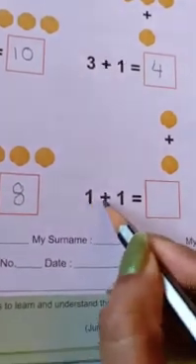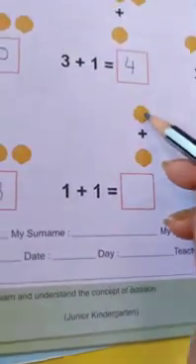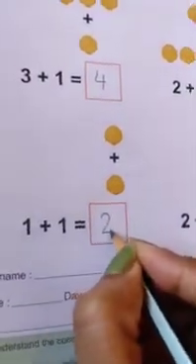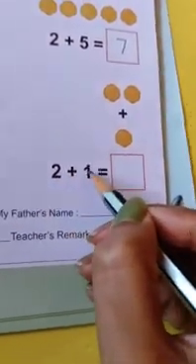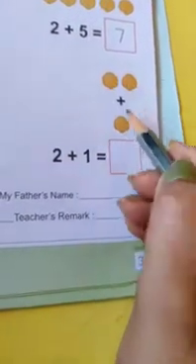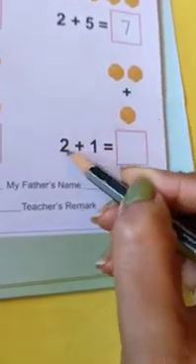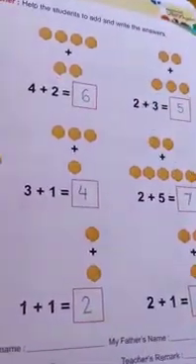So now let's see the another one. 1 plus 1. Let's see, here it is 1 and another one is also 1. So let's count all together. 1, 2. So here we will write number 2. The next one, here it is 2 plus 1. 1, 2, 3. So 2 plus 1 is 3. So we will write here number 3. So this way we will do addition.